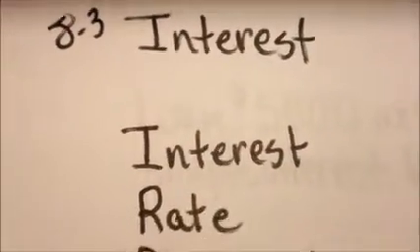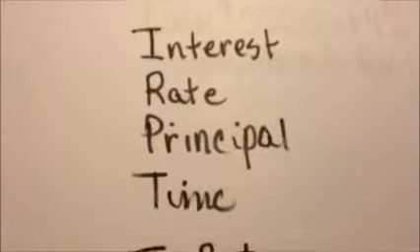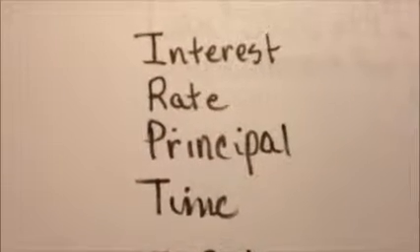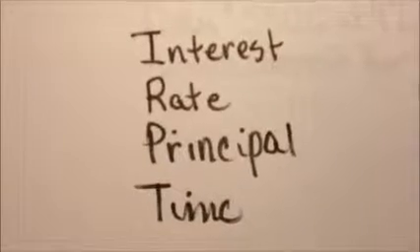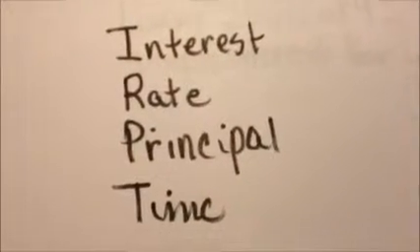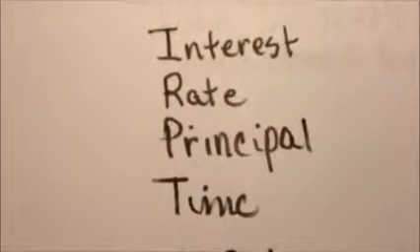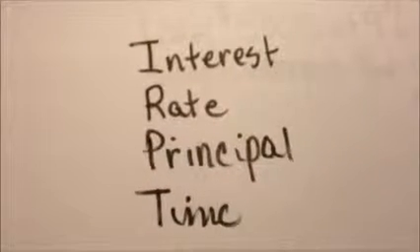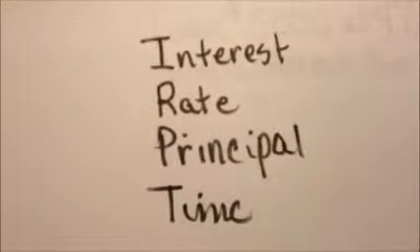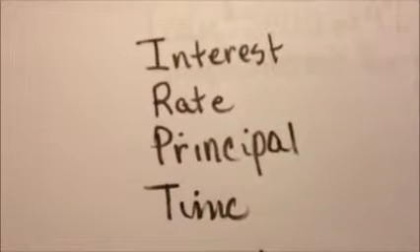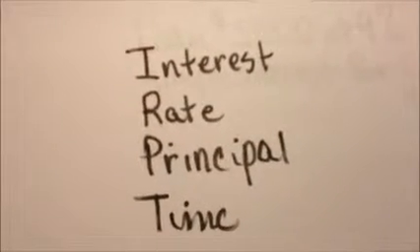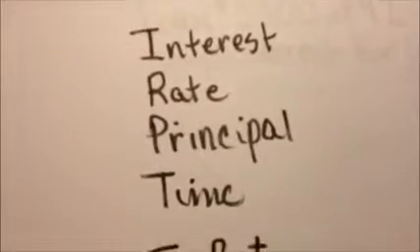Alright, in this section we're going to talk about interest. Okay, some terms that you need to know. Of course, what is interest? It's what the bank or the institution or whoever charges for using their money. The rate is the percent. The principal is the amount of money that you borrow or invest or whatever. And the time is the amount in years.